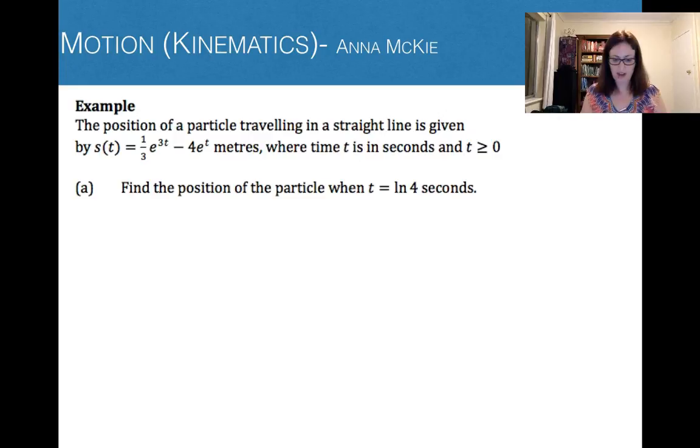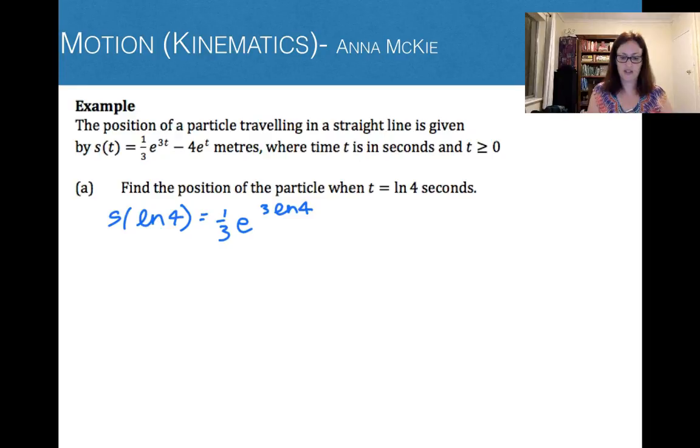So the position of a particle travelling in a straight line is given by this function of S, where time t is in seconds for time greater than or equal to 0. First of all, we want to find the position of the particle for this time. So where is it? We simply substitute this value into our S function. So we've got S of ln4, and where we see a t, we're going to put in ln4. So 3 to the power of ln4, take 4e^(ln4).